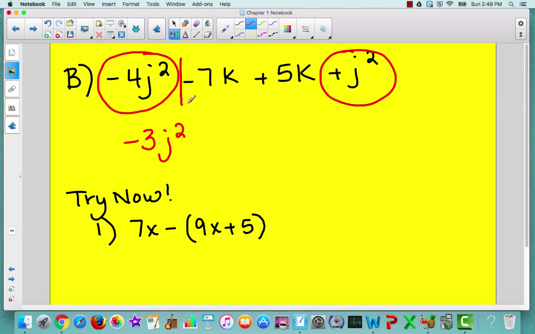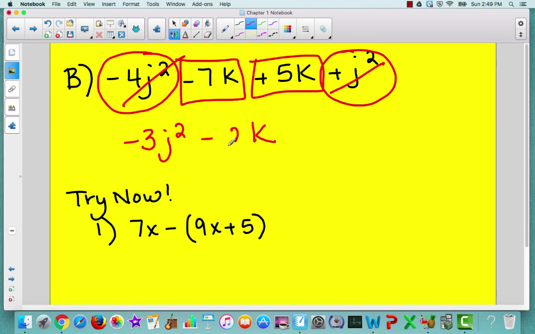All right, then I see that I've got a negative 7k and a positive 5k. Those are like terms. So I'm going to add the numbers and keep the variable, and that's going to give me minus 2k. And I've combined the like terms.